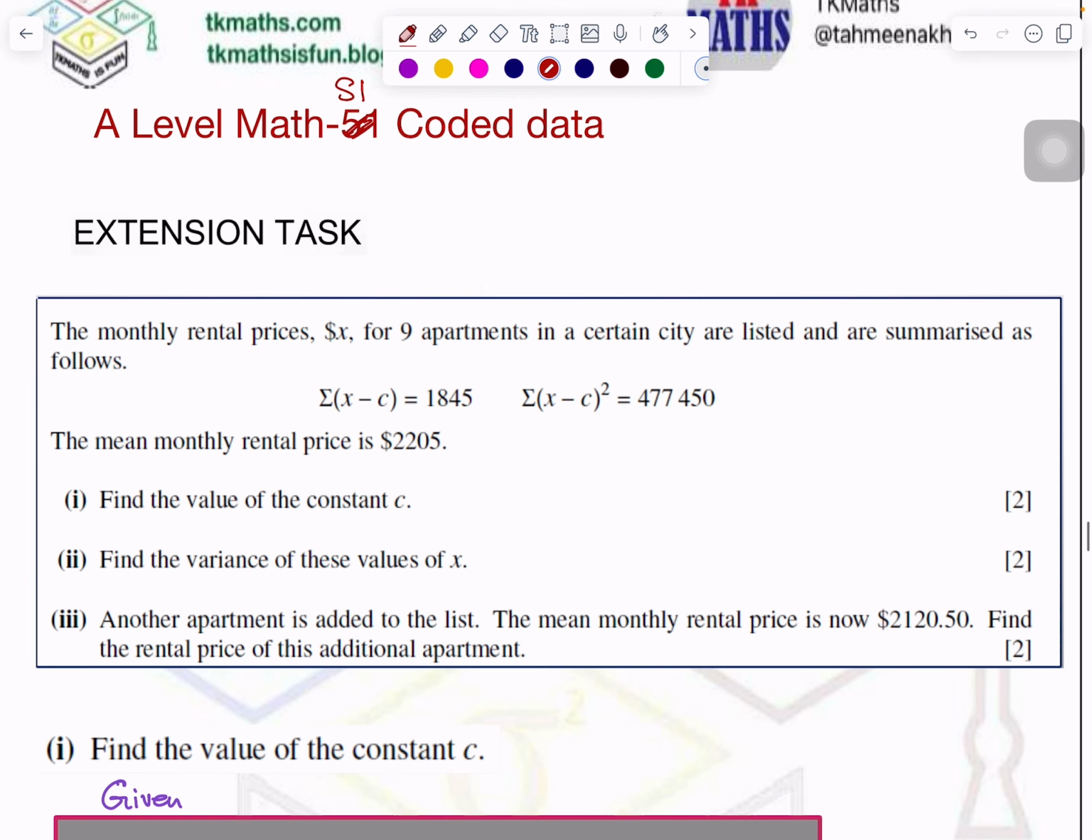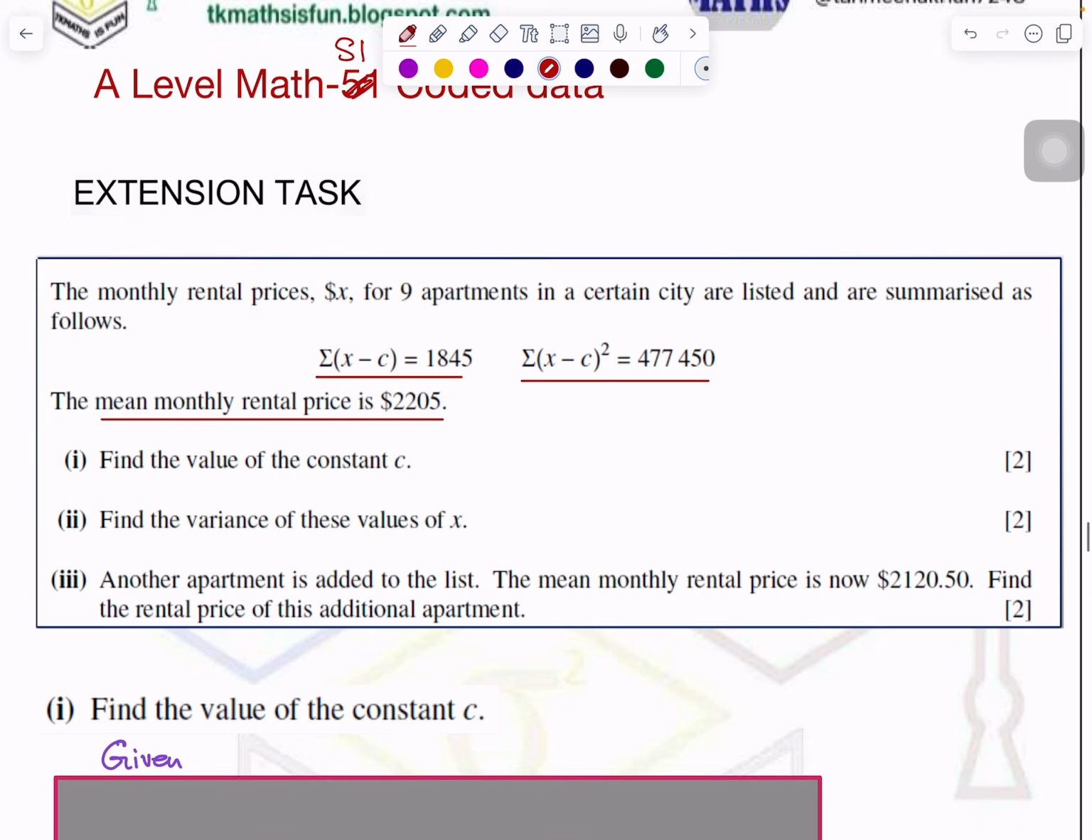The monthly rental price of 9 apartments is represented by X, right? And the data is summarized in the coded form, which you can see here. You have to find the value of constant C, and the mean monthly rent is given to you as 2,205. So let's see part 1 first of all.